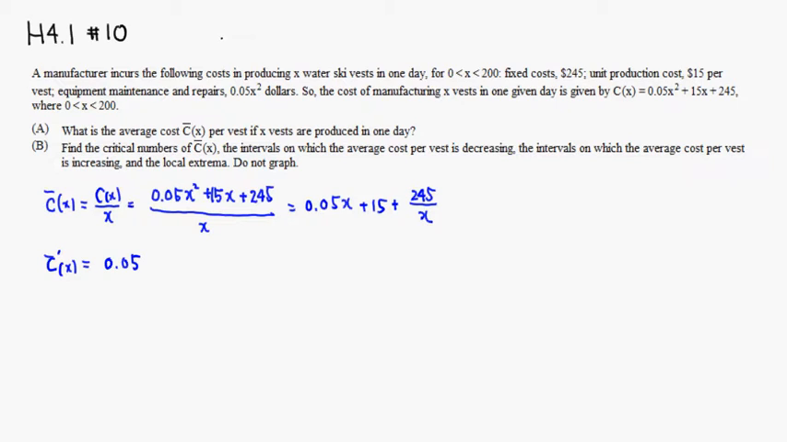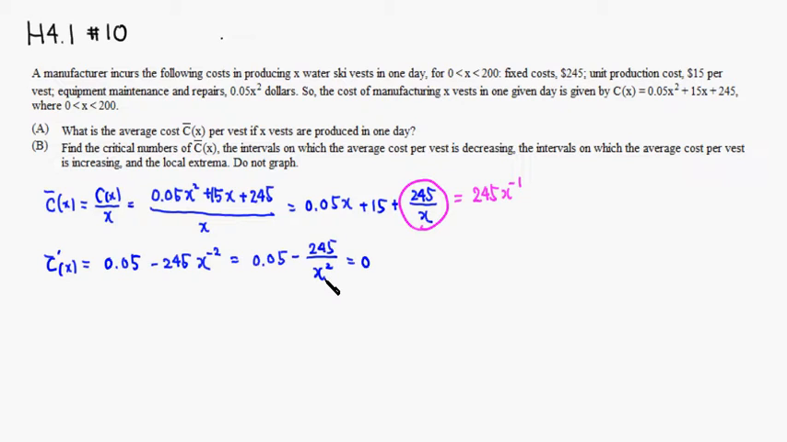If you don't like the way this is written, this is the same thing as 245x to the negative 1. If you take the derivative of that, put the negative sign in front, you have 245, just a constant, x, subtract 1 from the power, so it's a negative 2. So you're going to get 0.05 minus 245 over x squared.